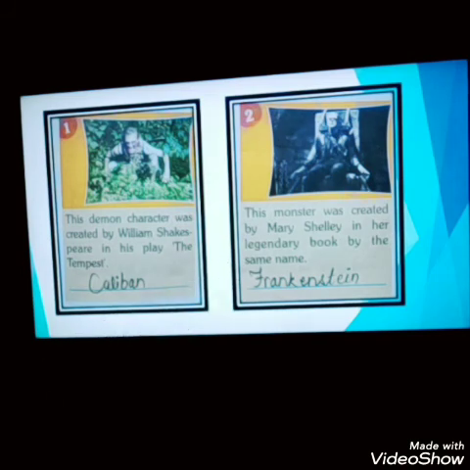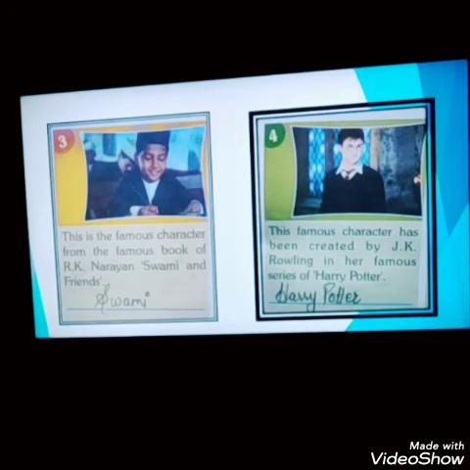This monster creator was created by Mary Shelley in her legendary book by the same name, Frankenstein. Okay? You have to learn these names and the spellings of these. This is the famous character from the famous book of R.K. Narayan. The book was written by R.K. Narayan, Swami and friends. The character was Swami.